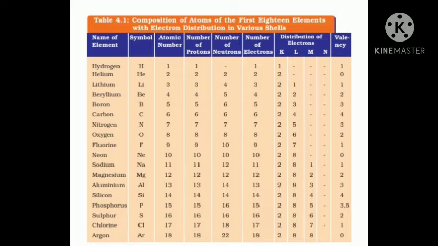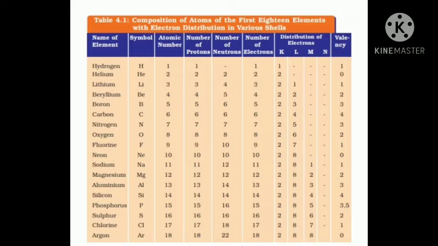K shell contains 2 electrons, remaining 4 goes to the next shell. L contains 4. The valency is 4. Nitrogen, symbol N, atomic number 7. So the number of protons and electrons is 7. Neutrons 7. K shell 2, remaining 5 goes to the next shell. Valency 8 minus 5 equal to 3.